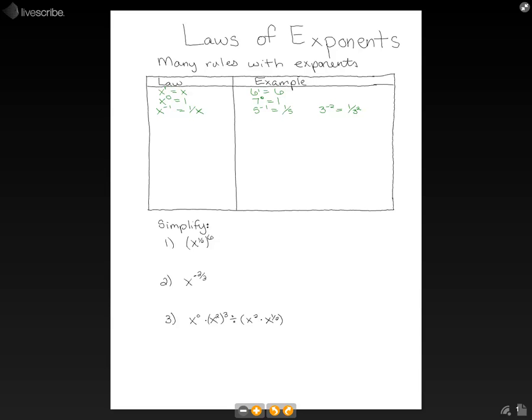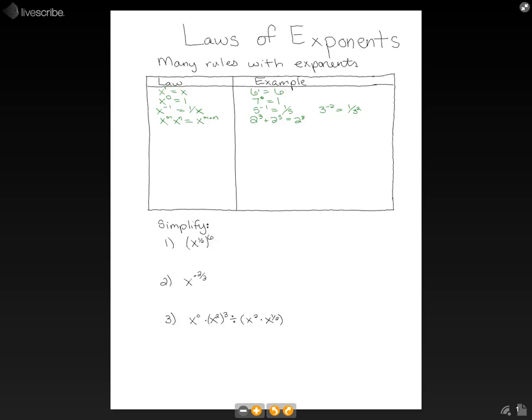The next one we have is any number to one exponent times itself to another exponent. You're simply going to add those exponents. So x to the m times x to the n equals x to the m plus n. So if we have 2 to the third power times 2 to the fifth power, that'll give us 2 to the eighth power, because you just add them up.